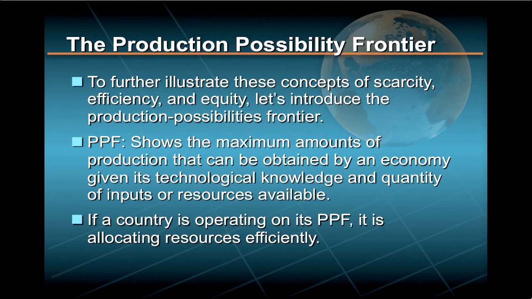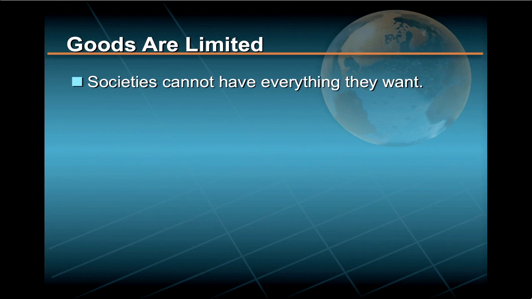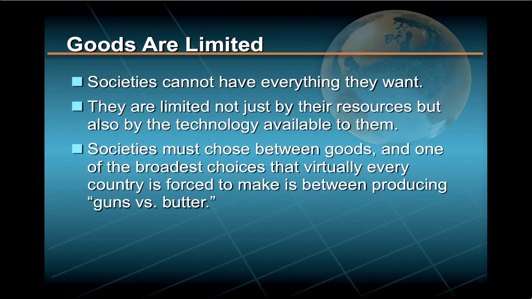And if a country is operating on its PPF, it is allocating resources efficiently. The important idea behind the PPF is that societies cannot have everything they want. They are limited not just by their resources, but also by the technology available to them. Therefore, societies must choose between goods, and one of the broadest choices that virtually every country is forced to make is between producing guns versus butter.